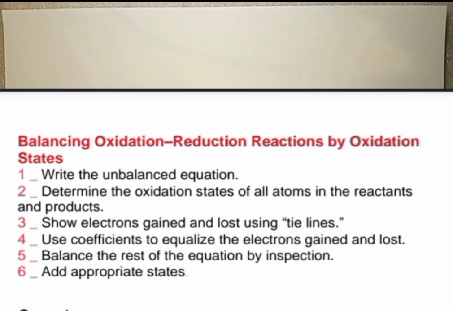What are the steps in doing this? There are 6 simple steps. The first step says, write the unbalanced equation. Number 2, determine the oxidation state of all atoms in the reactants and products. Number 3, show electrons gained and lost using tie lines.